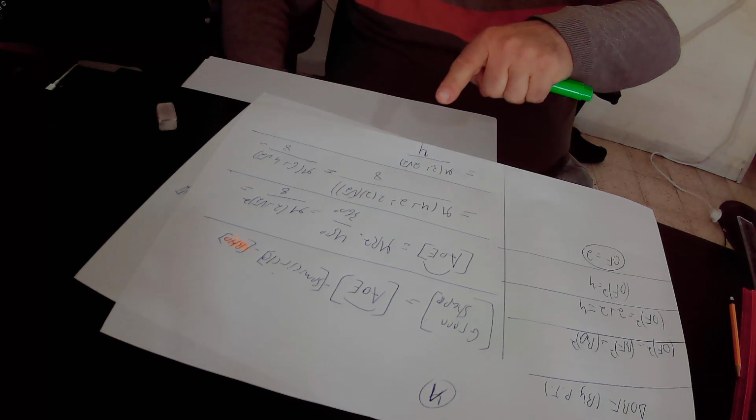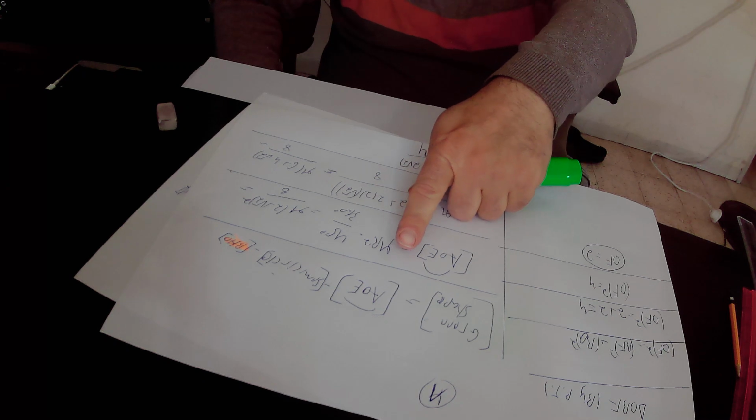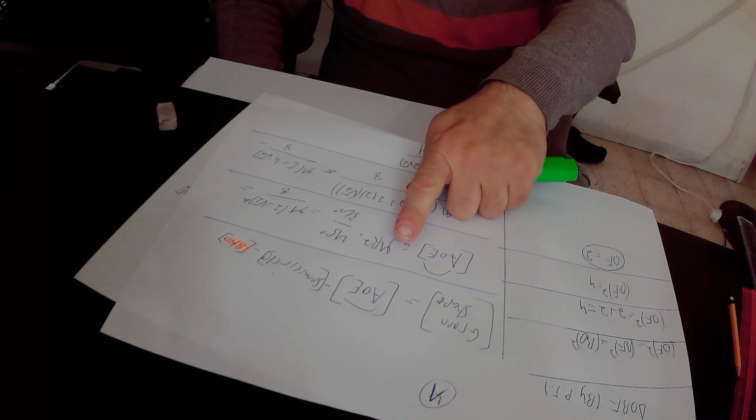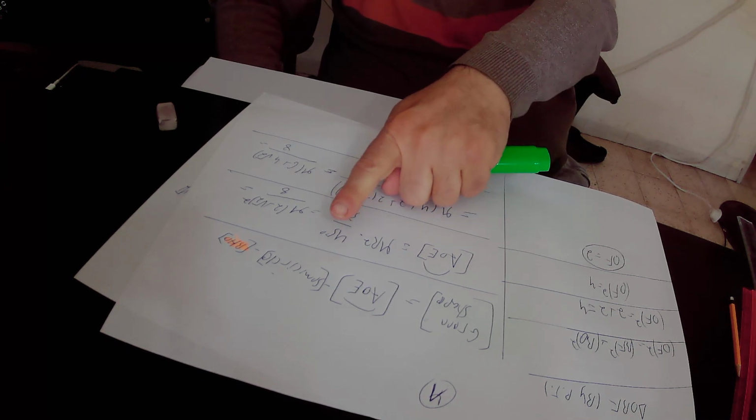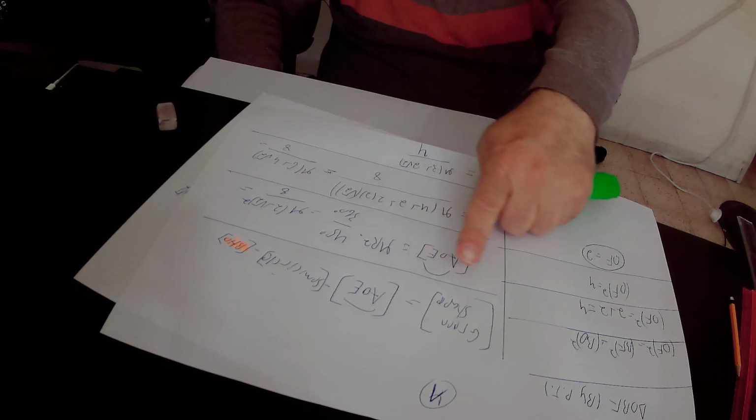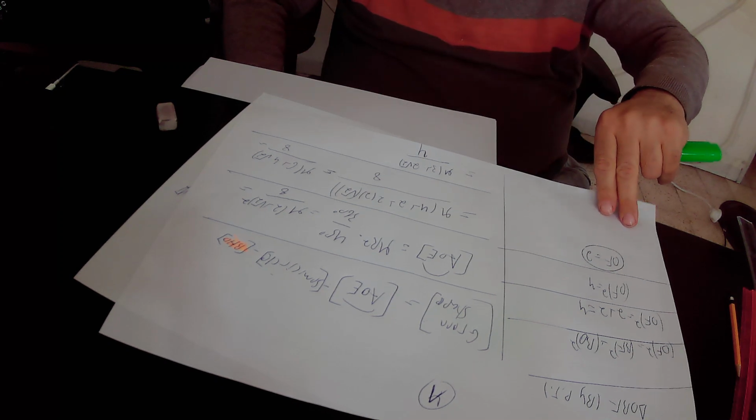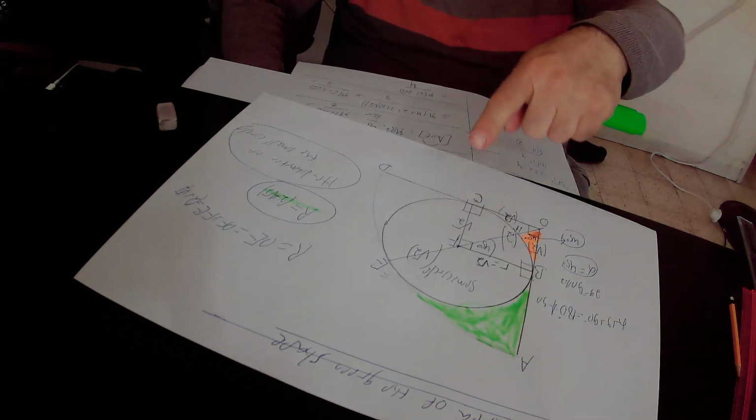In the next step, we find out the area of the semicircle, because we have to subtract the area of the semicircle from the area of the big sector AOE in order to find out the area of the green shape. So we find out the area of this small semicircle.